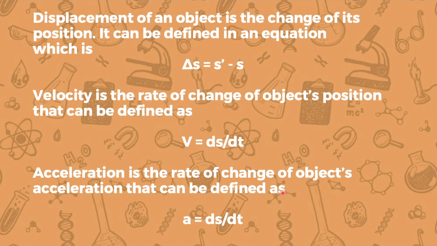As we know, kinematics is categorized by the object's position, velocity, and acceleration. Position is a vector quantity which has both magnitude and direction. The magnitude S is measured from an origin point O. Displacement of an object is the change of its position, and it can be defined in this equation. Velocity is the rate of change of an object's position that can be defined as this, and acceleration is the rate of change of an object's velocity that can be defined as this.